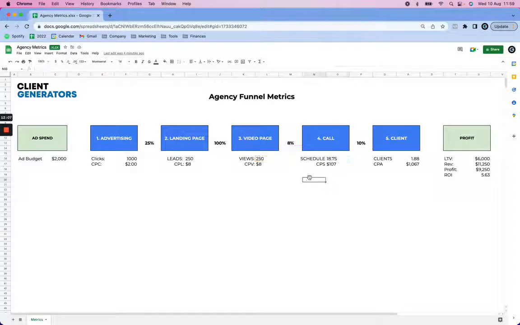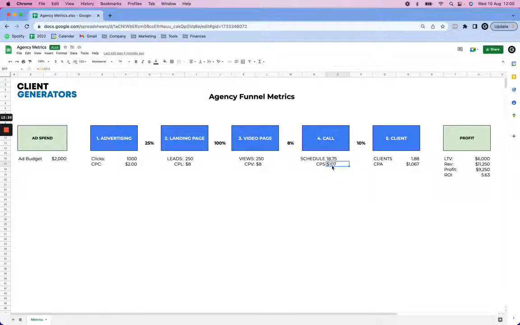8% of 250 is 18.75 people, right? Which means out of the 250 people, we will book 18 calls. That means our cost per call scheduled is around $100, $107 to be exact, right? And you can just see that by dividing the total. So our cost per call is around $100.